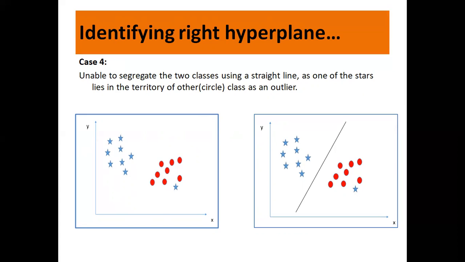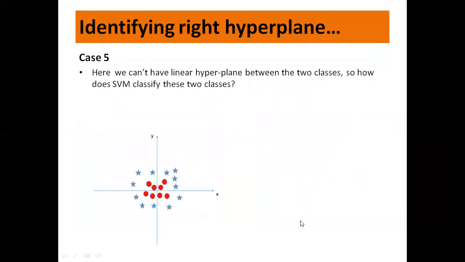Yes or no? Now, the one star at the other end is like an outlier. For the star class, it is an outlier. It doesn't belong to this class, though it is a star, right? So what SVM does is it ignores the outliers and finds the hyperplane that has the maximum margin. So this is ignored as an outlier and this is selected as a hyperplane. Fine.